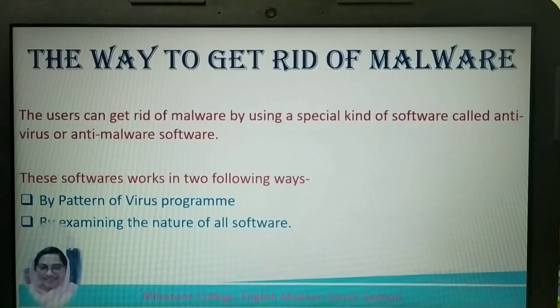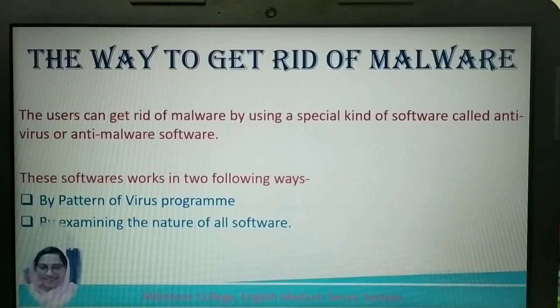In the other case, by examining the nature of all software, the antivirus software is checking how the software behaves and how it executes. If any software's nature or characteristics are not saved in the antivirus software, then it thinks it is a computer virus.